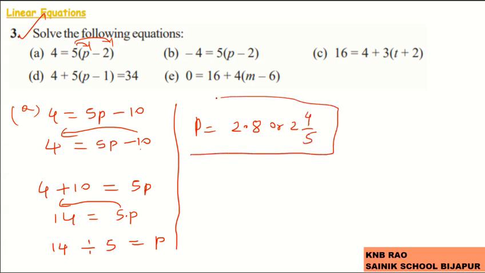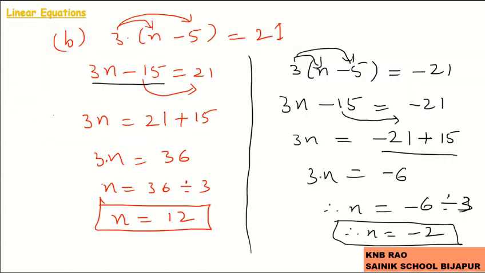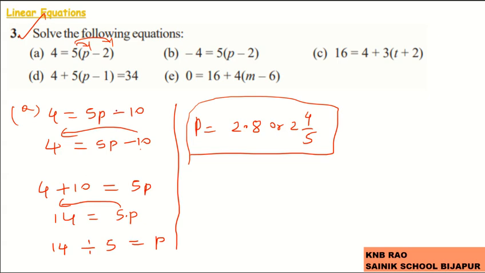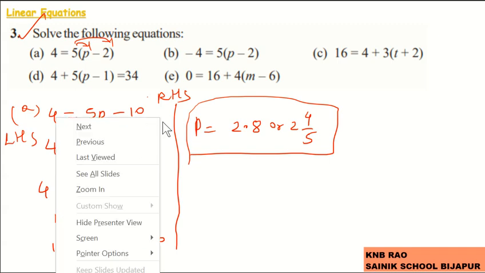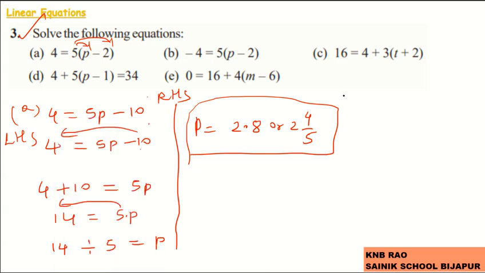See children, so far you used to transpose from LHS to RHS. Earlier you used to transpose from the left hand side to the right hand side, whereas in this question you could observe you are transposing from the right hand side to the left hand side. Is there any change in it? Let me show you. See students, it is nowhere different.